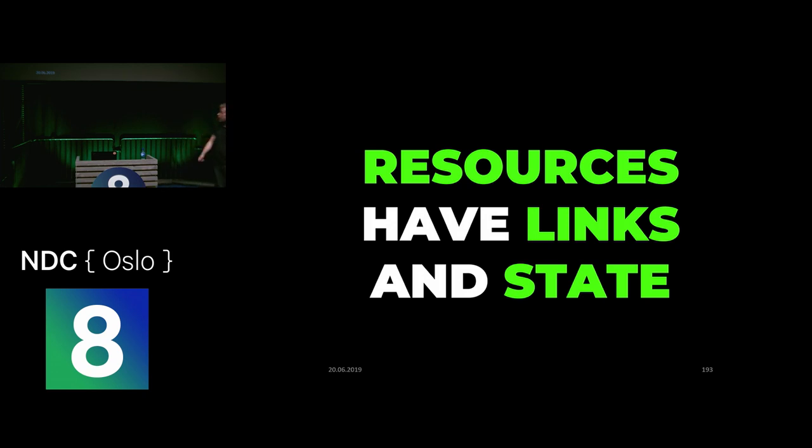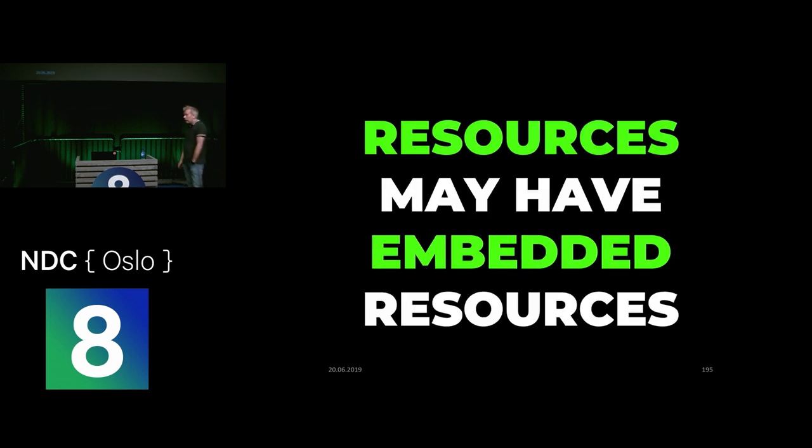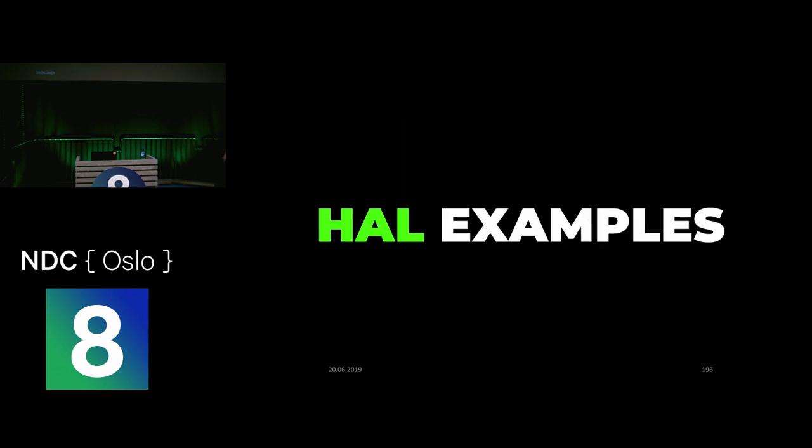In HAL, resources have links, and they have state. And state is the old JSON payload, whatever. And then they have the links. And then you have a specification for how you add links to that. Those links have a target, the URL, and they have the relation that describes the meaning of navigating to that URL. And in addition, resources may have embedded resources in them. That's something you might want to do if you have one resource that is associated with a collection of other resources, and you want some representation of those other resources embedded in your resource.